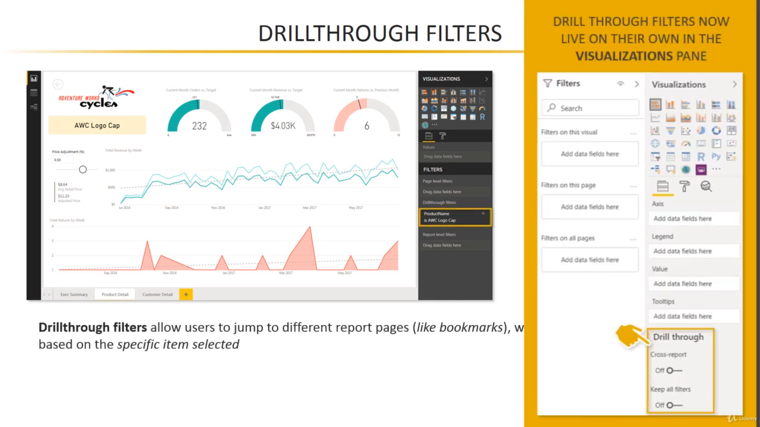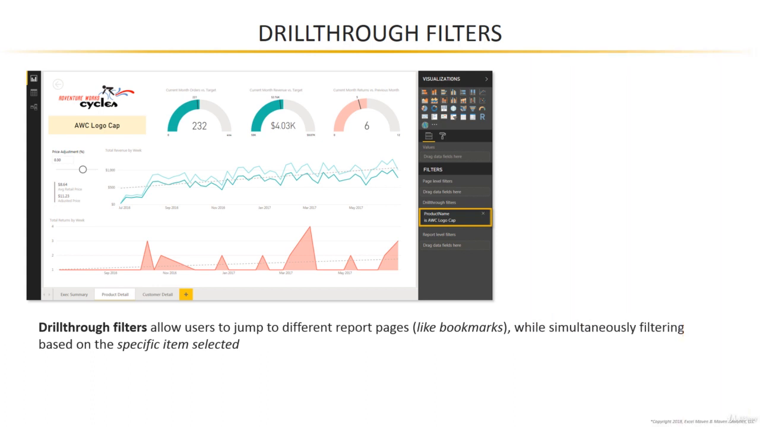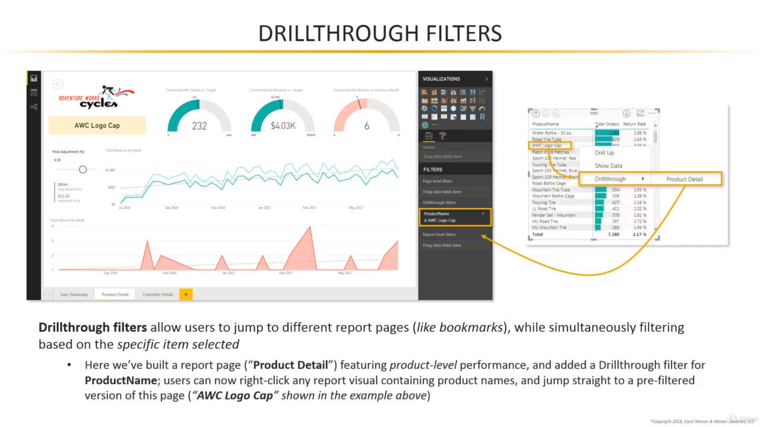And what these do is they allow users to jump to different pages, like bookmarks do, which we'll talk about next, while simultaneously filtering based on the specific item that they've selected. So it's a little bit confusing. It's one of those things that's quite a bit easier to show than to explain. But if you look at this example here, we've built a report page, product detail.